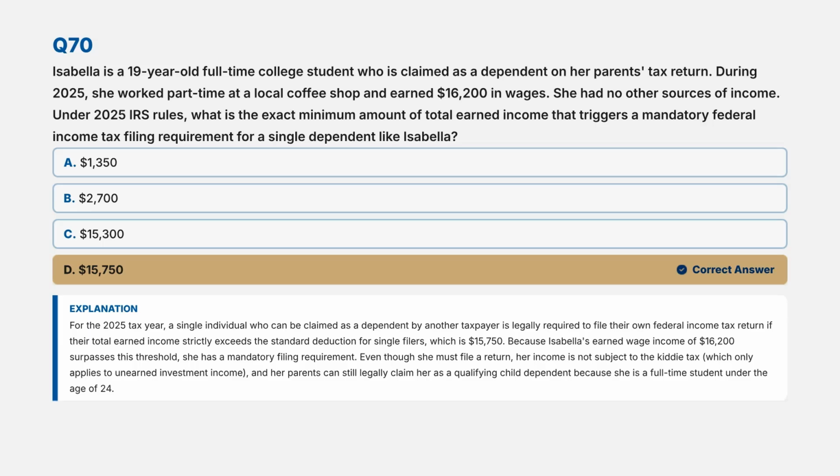Even though she must file a return, her income is not subject to the kiddie tax, which only applies to unearned investment income, and her parents can still legally claim her as a qualifying child dependent because she is a full-time student under the age of 24. Great, let's continue to question 71.